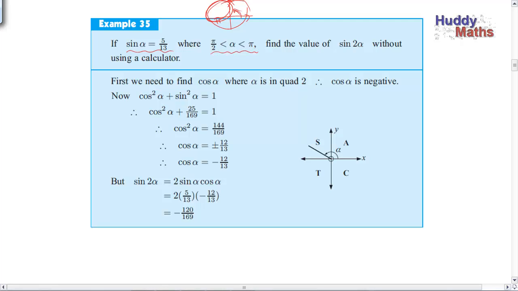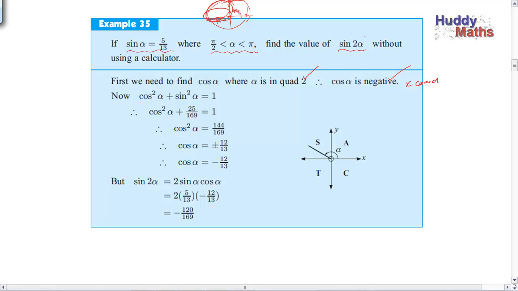Find the value of sine 2 alpha without using a calculator. Okay, so it's quadrant 2, and cos is negative there. It's the x-coordinate, isn't it? The x-coordinate is negative in that quadrant up there. So what are we going to do? We need to find cos alpha. No, we need to find sine 2 alpha. So what can we do?